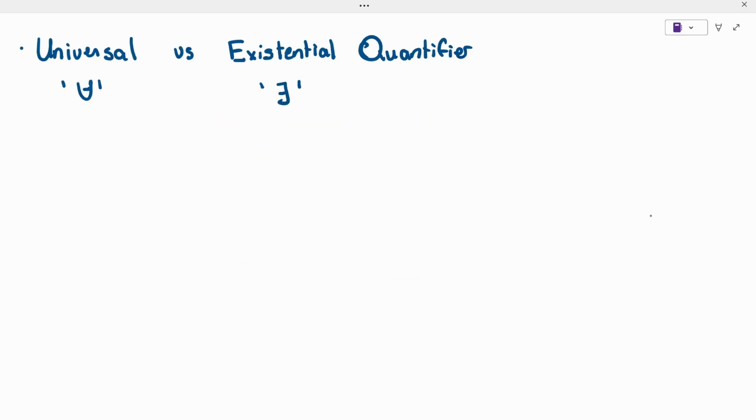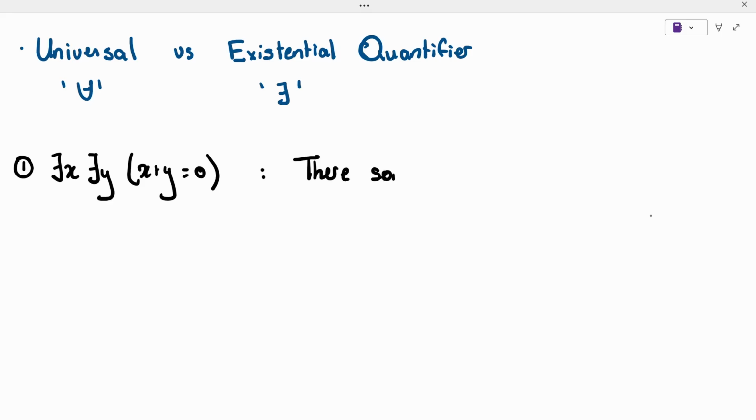So now I briefly want to discuss the difference between the universal, which is the upside down A, and the existential, which is the back to front E. What is the difference between these two quantifiers? Let me show you with some examples. Consider this first statement. There exists x and there exists y such that x plus y is equal to 0. What does this statement mean? It means that there are some values of x and some values of y satisfying x plus y is equal to 0.